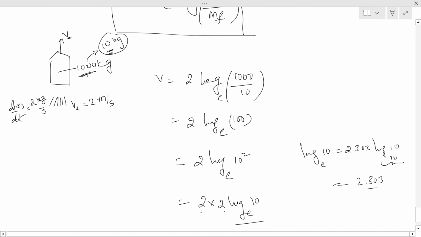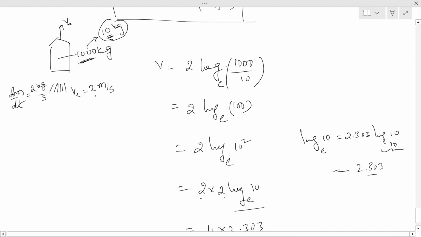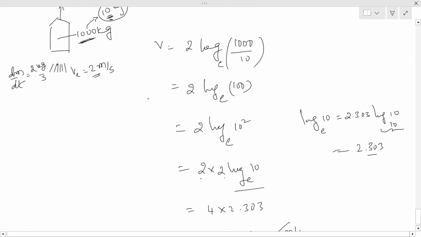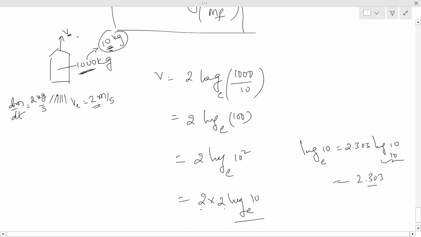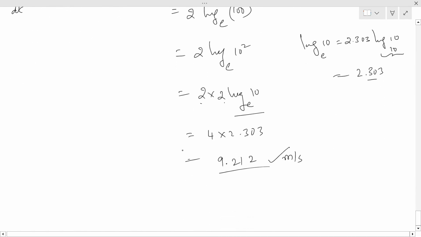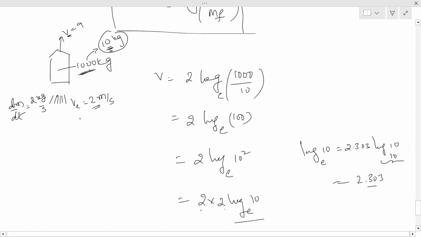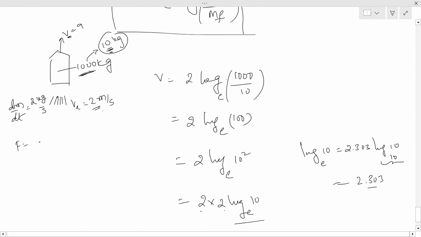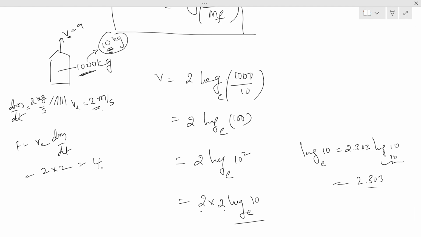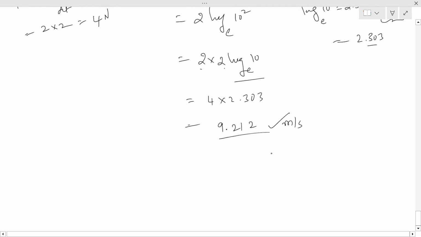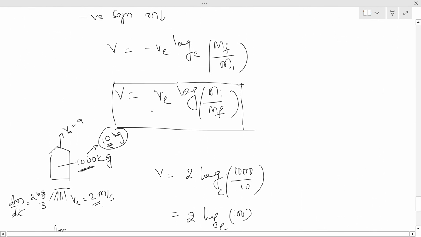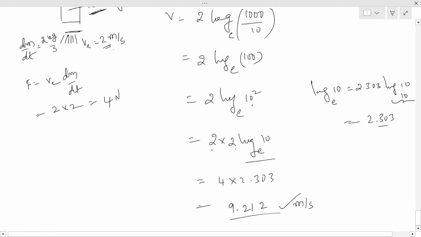When the mass of the 1000 kg rocket becomes 10 kg, the velocity, initially it was 2. After some time this becomes more velocity. At this point you will get 9. So like this. And suppose you want to calculate the thrust, just multiply these two, because F is equal to ve dm by dt, that is 2 into 2. So it experiences 4 newtons at the initial time. After some time thrust also will decrease, because most of the mass will be gone. So this is a best example to calculate the velocity at any point of a rocket. That's it. Thank you.